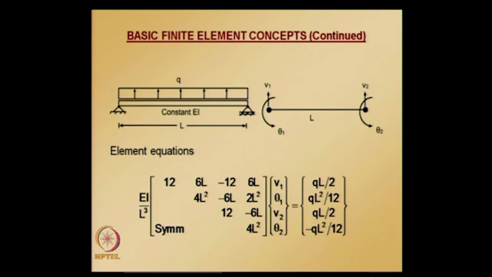And now since we use only one element, this also becomes the global equation, and now we need to apply the displacement boundary conditions. Node 1 is restrained in the transverse direction, and node 2 is also restrained in the transverse direction. So V1 is 0, V2 is 0. Wherever essential boundary conditions are 0, reactions will be developed at those locations.